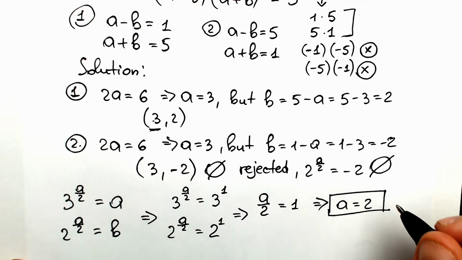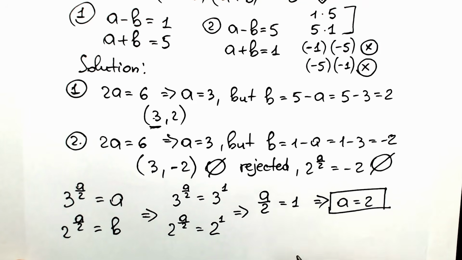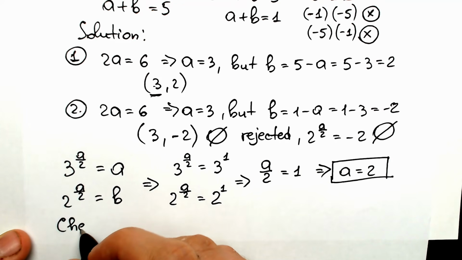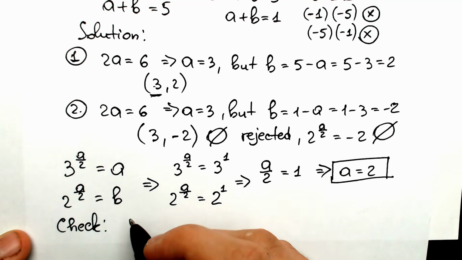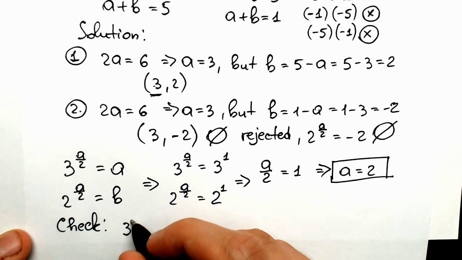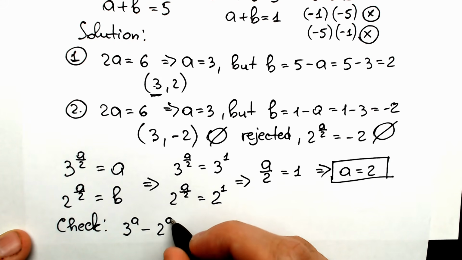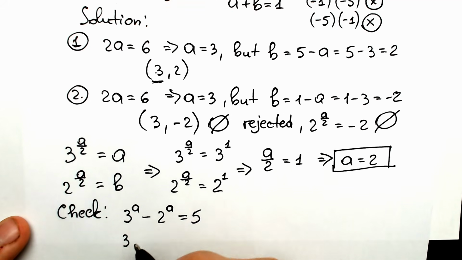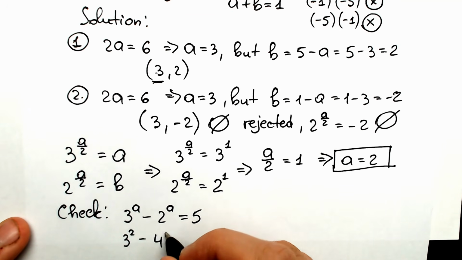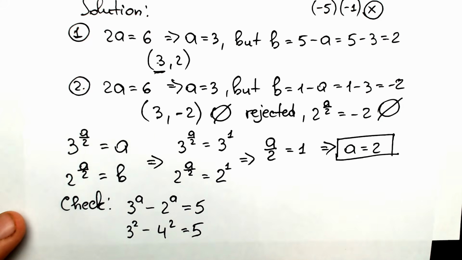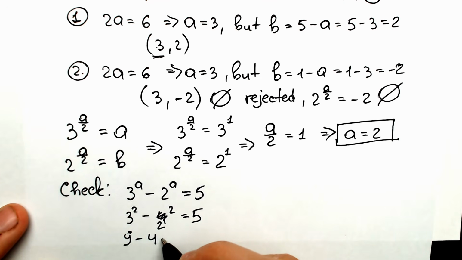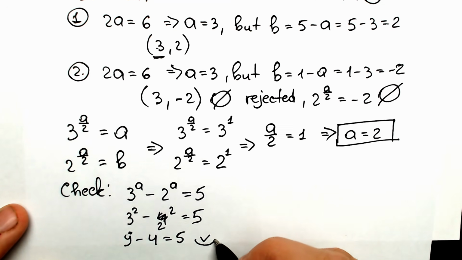And right now let's check this root real quick. We have a equal to 2, so let's write it, for example, on the bottom. So we have the check, and in the end I will show you the second method. We have 3 to the a minus 2 to the a equal to 5. That's why 3 squared minus 2 squared equal to 5, which is absolutely correct, because 9 minus 4 is equal to 5, which is absolutely correct.